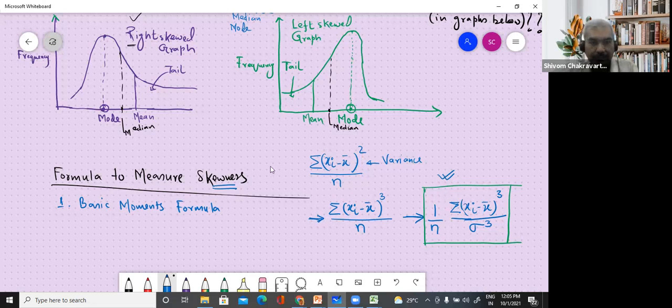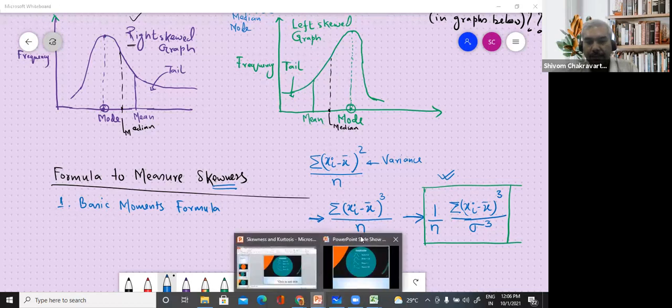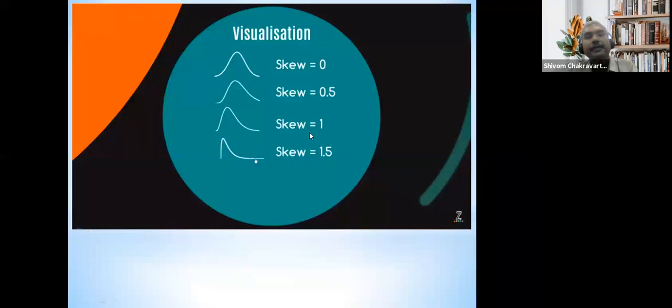If it is positive, that means it is a graph like this, a right skewed graph. If skewness comes out to be negative, that means it is a graph like this, a left skewed graph. So now coming back to that important slide. Skewness 1 means it is very much visibly skewed, and more than 1 means it is very highly skewed. More than 1 is almost on one side.